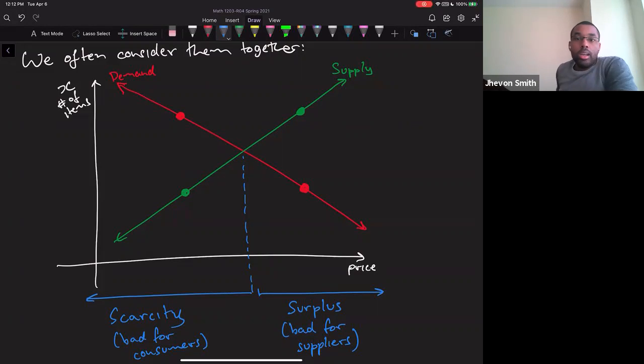Those are more rare. As the price goes up, people demand less and less. People buy less and less. So the demand function being decreasing makes sense. Supply function increasing also makes sense, right?